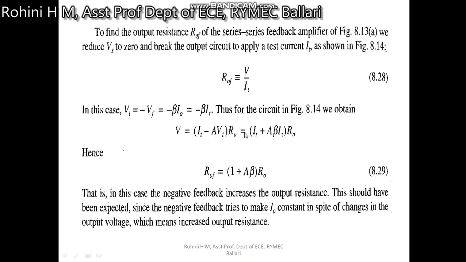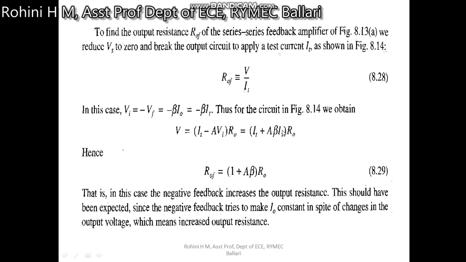Further, what are we substituting? What is Vi? Minus beta into I1. So minus into minus is plus. So we are getting this term. If we observe, V is equal to what? I into R. So here, what is ROF?